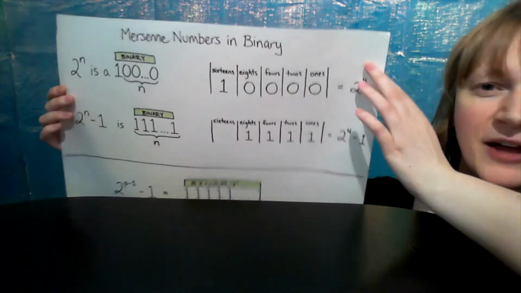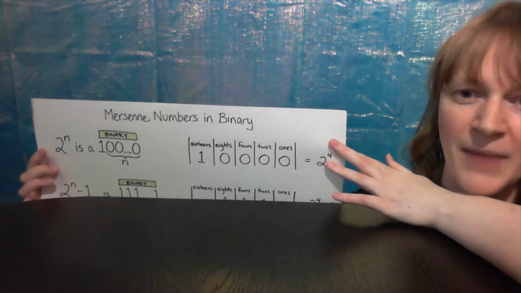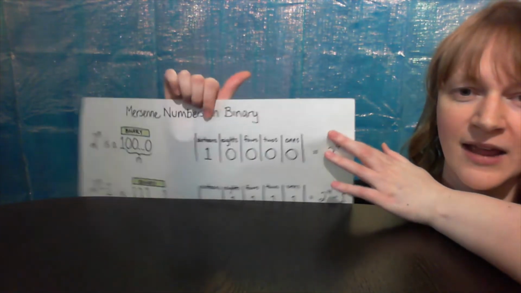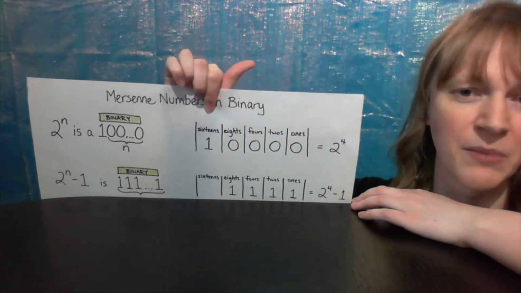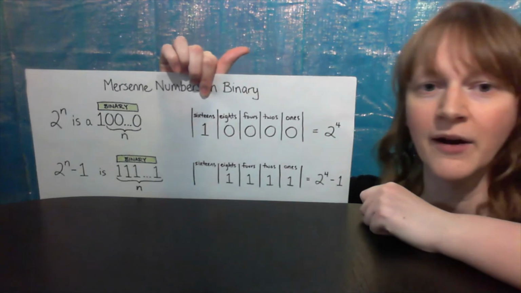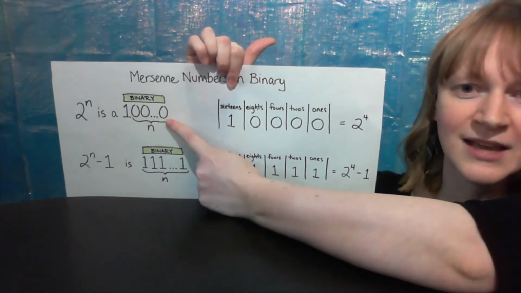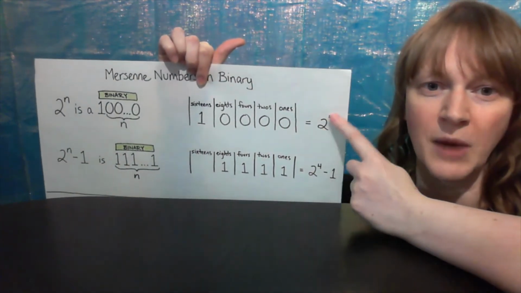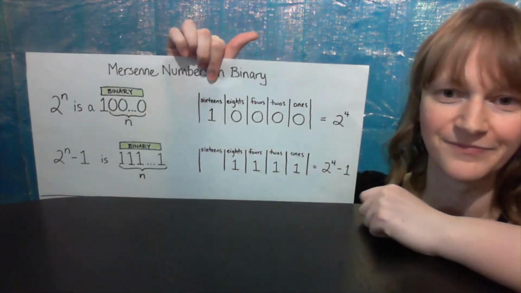Here's a quick recap of Mersenne numbers in binary. First of all, a power of 2 can be written in binary by just putting a 1 in the spot of that power of 2. So 16, for example, in binary, is a 1 in the 16 spot and then a 0 everywhere else. So this shows that the number of zeros is the same as whatever the exponent is. So for example, 2 to the power of 4, which is 16, has 4 zeros.